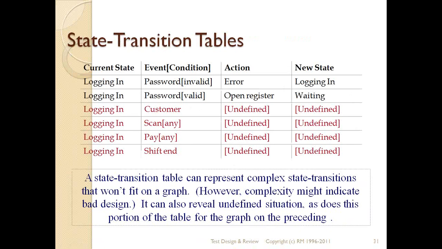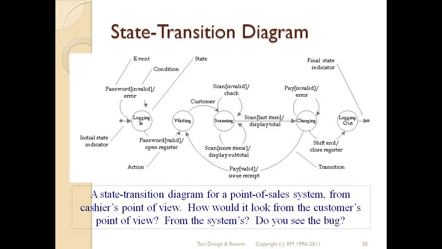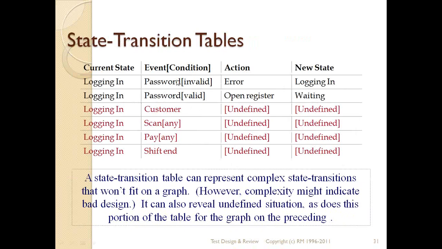Based on the state transition diagram, you can also create state transition tables simply by taking the first state, logging in, then checking the event, which was password, action is error, new state is logging in. You can also identify a lot of negative test cases here.